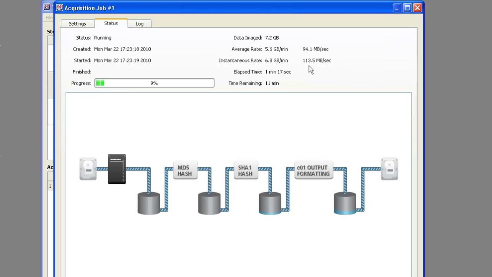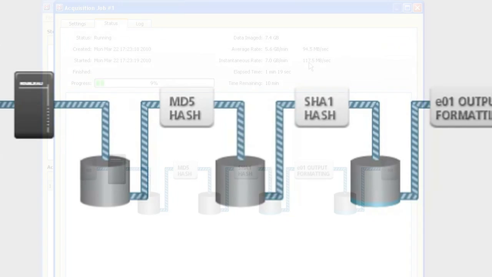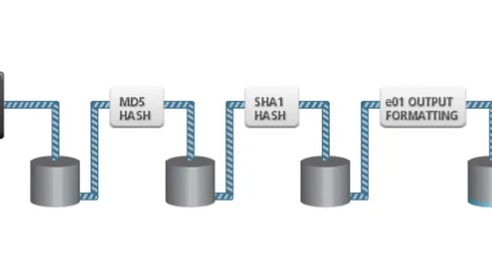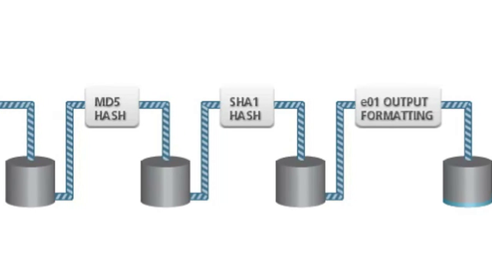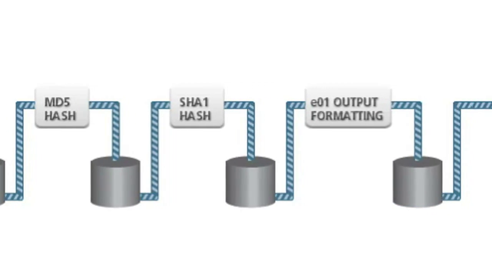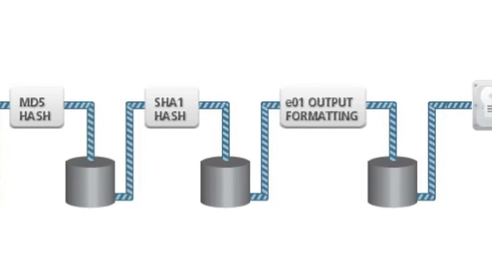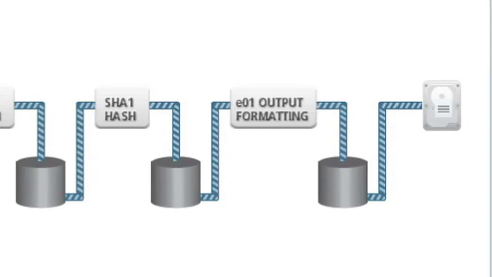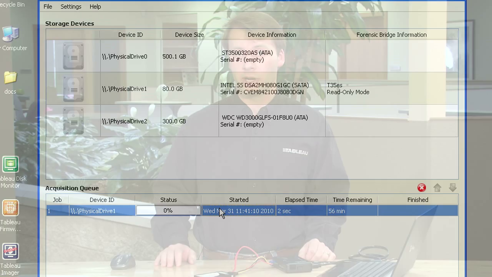It's basically a map showing data moving from the source drive at the left all the way to the destination drive at the right. In between, you'll see the write blocker, and you'll see some what we call computational blocks. The computational blocks are the hashing functions in software, and also things like the E01 formatting module in software. So let's talk about interpreting the on-screen display.